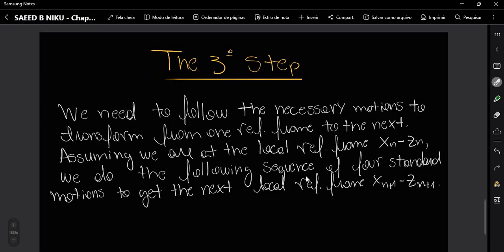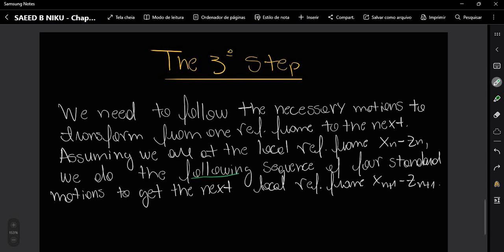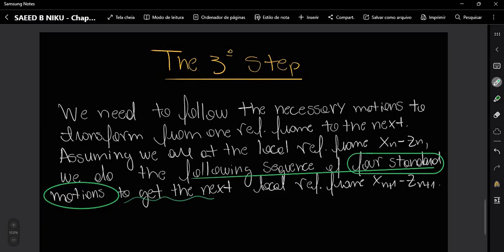So as you can see, we will do a sequence. So let me do this in green. We will follow a sequence of four standard motions to get to the next local reference frame.